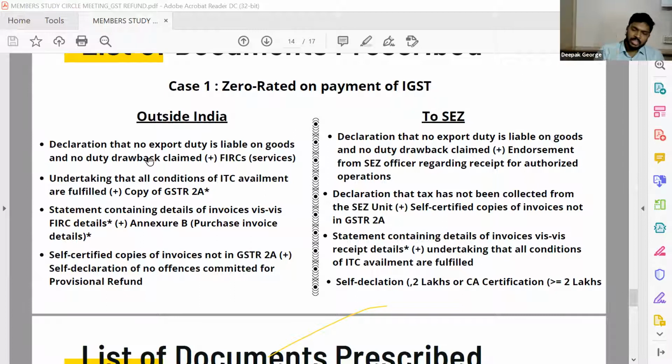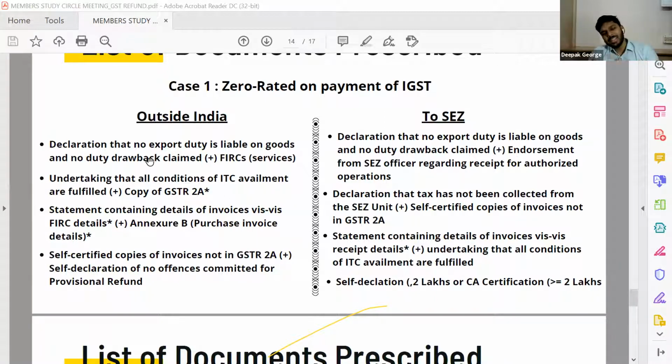Whatever the purchase details are not in your GSTR 2A, you have to get that self-certified as discussed before and upload that. A self-declaration that you have not committed any offenses if you want provisional refund, right? So that is also, I think the amount is, you've not committed an offense for more than 2,50,000 in the last 5 years preceding the relevant period for refund, give a declaration. So you have to give a couple of declarations, you have to give an undertaking, you have to give a statement which can be downloaded online of the invoice and FIRC.